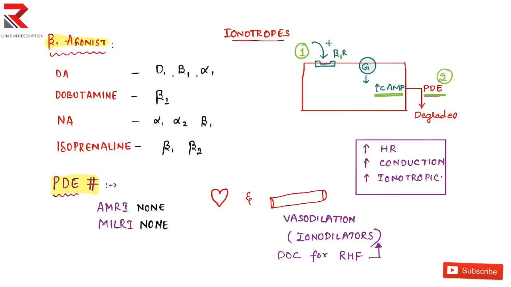But there is a problem. Both the beta-1 agonist and the phosphodiesterase inhibitor increase the heart rate, increase the conduction, and also increase the inotropic action. You need only the inotropic action. You don't want your heart rate to be increased. If your heart rate is increased, there is a chance of arrhythmia also. So these two are unwanted actions, but you need only this one. In this way, we again go to another kind of drug which produces only the inotropic action.